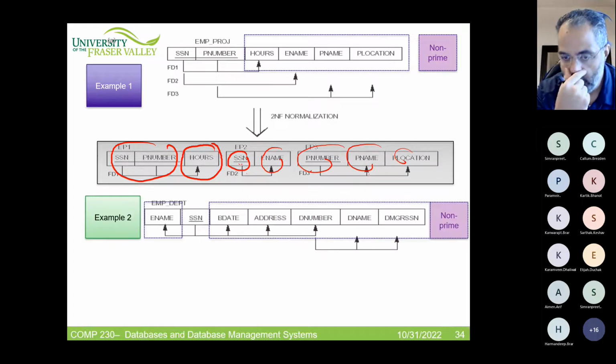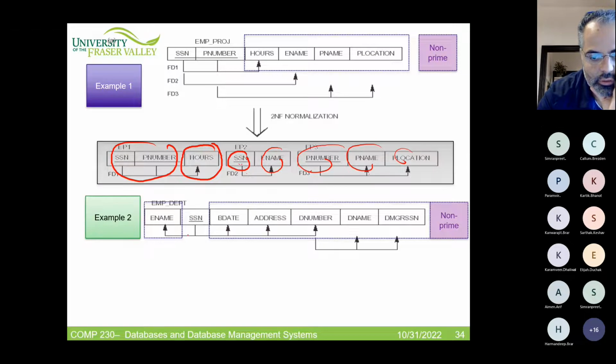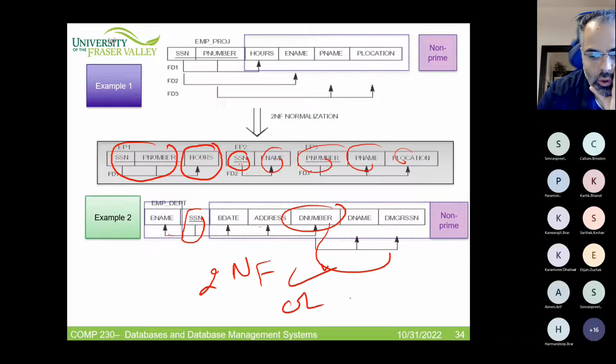So if we take this example, you should tell me now. We have this set of FDs. We have here two FDs. The first one is SSN gives these, and this gives the other. Is it second normalization or not?